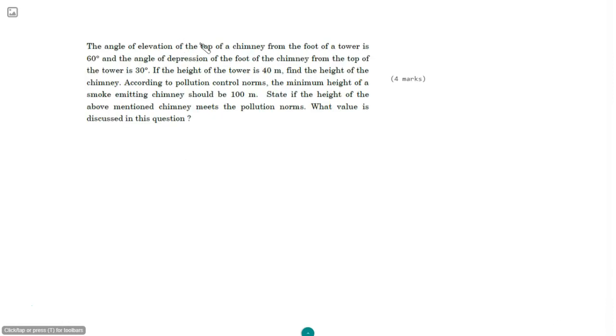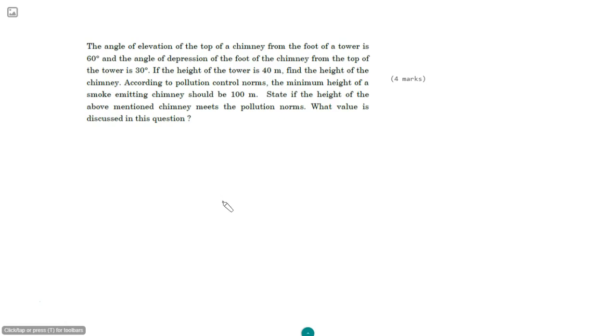Moving on, the angle of elevation of the top of a chimney from the foot of a tower is 60 degree, and the angle of depression of the foot of the chimney from the top of the tower is 30 degree. If the height of the tower is 40, find the height of the chimney. According to pollution control norms, the minimum height of a smoke emitting chimney should be 100 meters. State if the height of the above mentioned chimney meets the pollution norms. What value is discussed in this question?